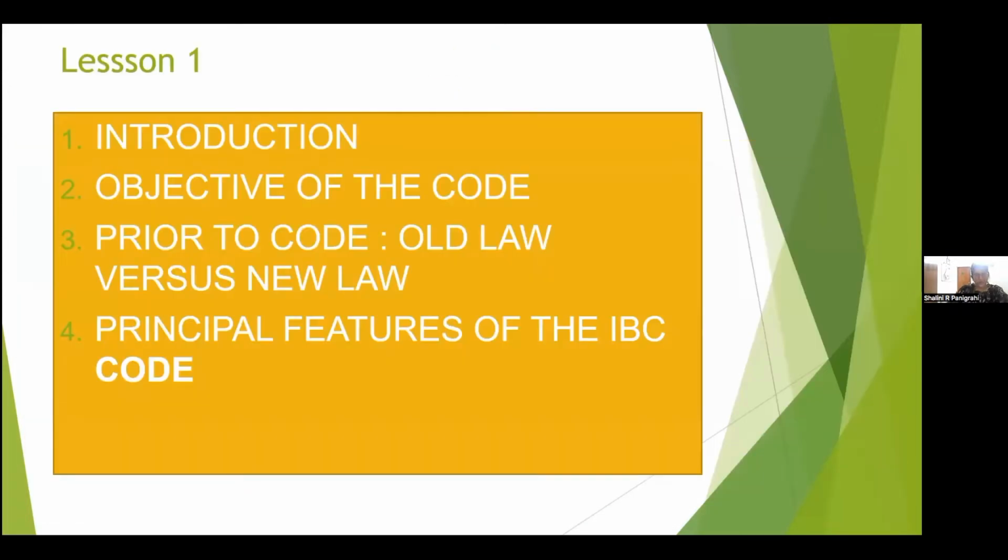Now let's start chapter number 1, lesson number 1. It will cover these four aspects: a brief introduction, the objective of the code, what was prior to this code, what was the old law. Only then we will understand why this IBC came. We have to understand what the earlier laws prevalent were, which dealt with insolvency. And the principal features of the code.